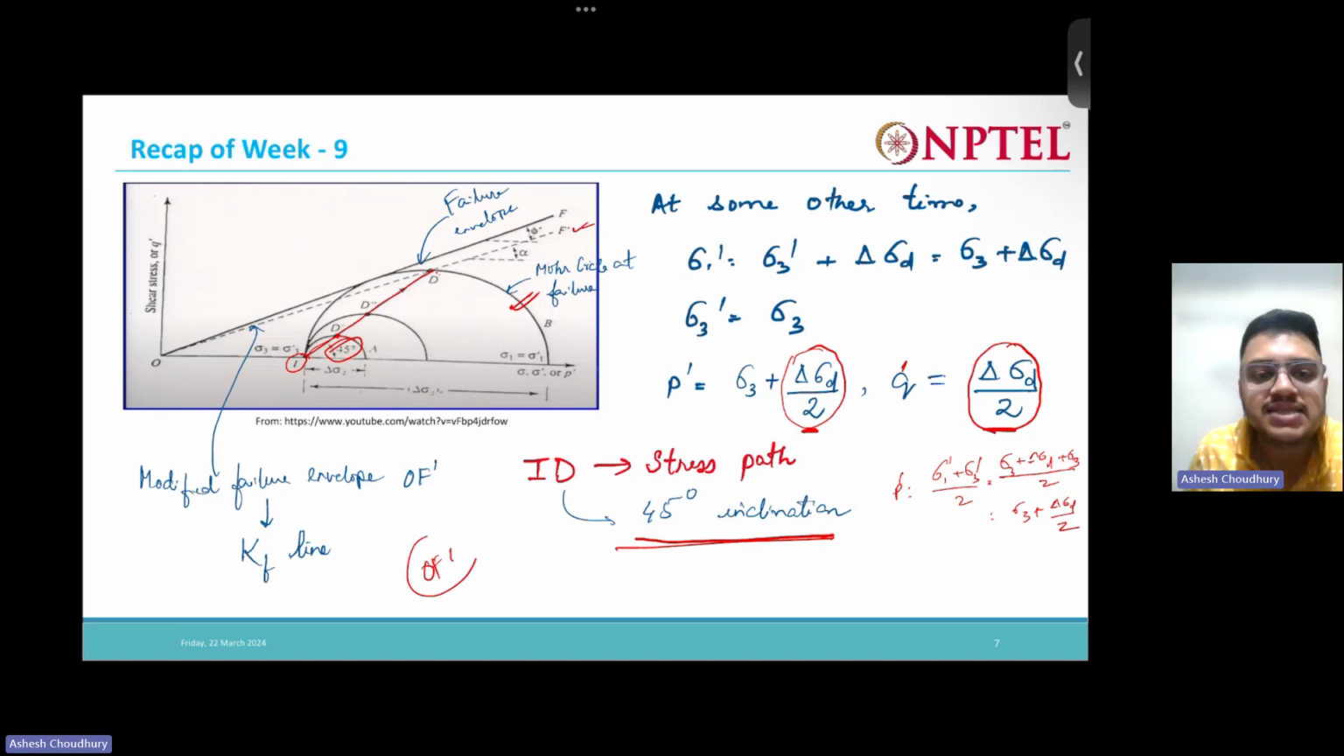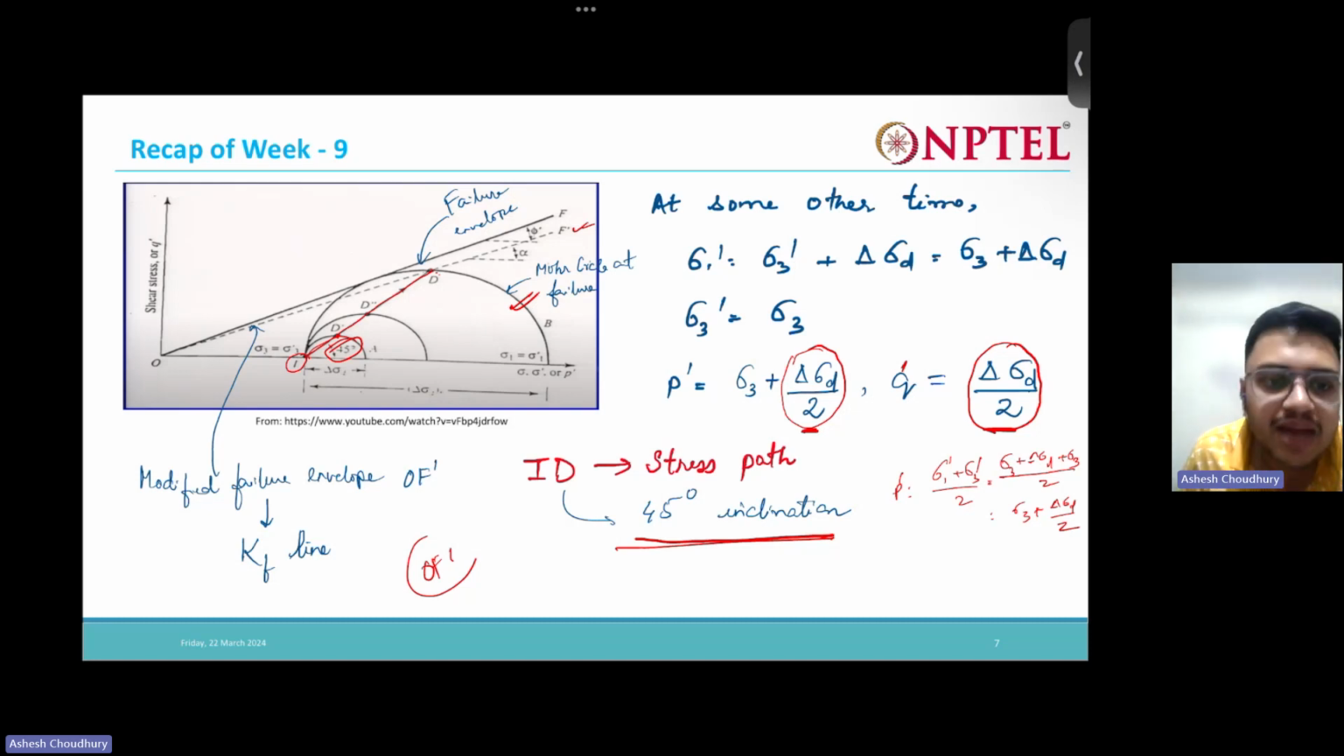This KF line is inclined at angle alpha with the horizontal. Above that, you see a line that is tangent to the Mohr circle at failure; that line is nothing but the failure envelope. Below that we have the modified failure envelope or the KF line. So three things are there: one is the stress path, one is the modified failure envelope, and the other is the failure envelope.